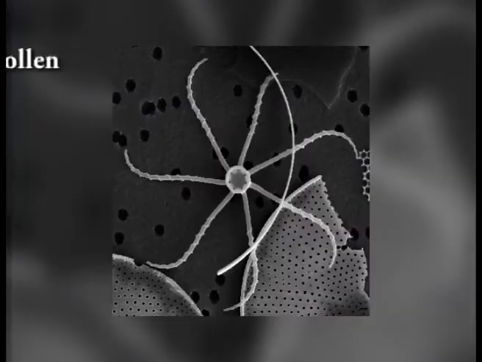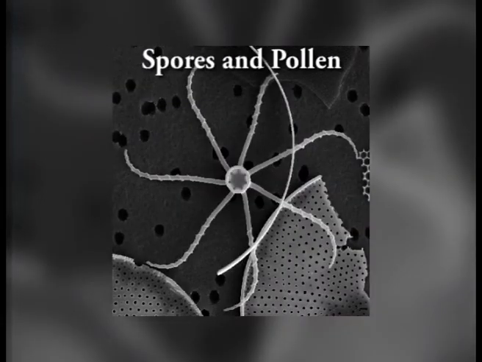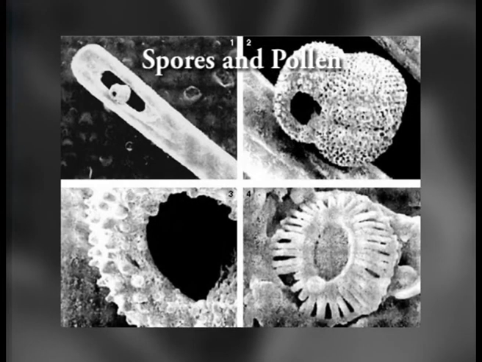The next group is spores and pollen. Spores and pollen are parts of the reproductive cycles of plants and range in age from late Ordovician and Carboniferous respectively to Holocene.